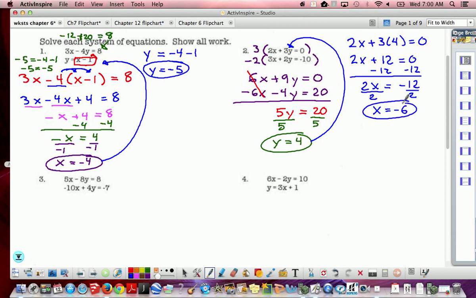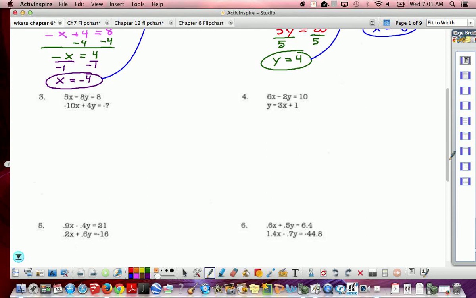I am going to do a quick check here. 2 times 4 is 8. 3, I'm sorry, it helps if I pick the right variable. Do a quick check again. 2 times negative 6 is negative 12. 3 times 4 is positive 12. They add up to 0. Check the bottom one. 3 times negative 6 is negative 18. 2 times 4 is 8. Add those together and it does equal negative 10. I know my answers are correct. All right, moving right along.